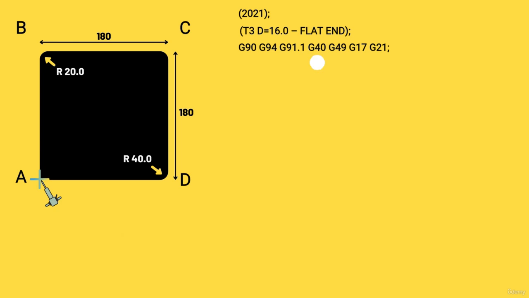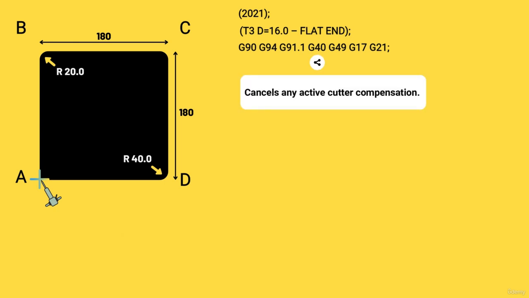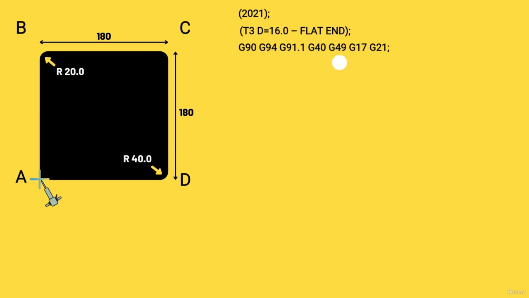Next we have G40. This G code cancels any active cutter compensation. G40 just cancels any radiuses that the machine may have in its memory. Next we have G49. It is for tool length compensation. It cancels any offsets in the tool length.